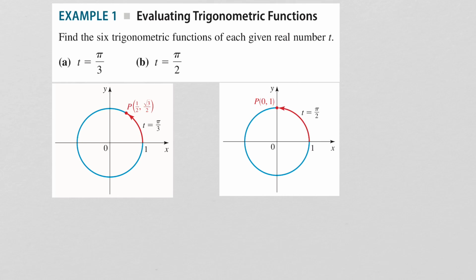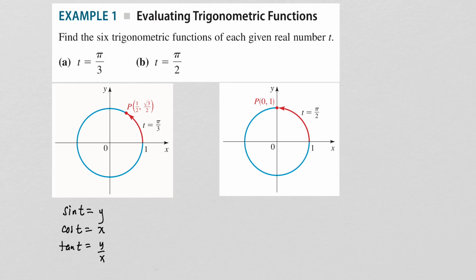In the first example, we wish to find the 6 trigonometric functions of each given real number t. In part A, we have t equals pi over 3. So we need to remember the 6 trigonometric functions. We know that sine of t is equal to y, cosine of t is equal to x, tangent of t is equal to y over x, and then the other 3 functions, secant, cosecant, and cotangent, are reciprocals of the ones that you see here.